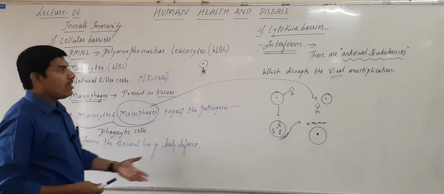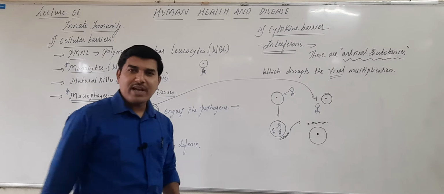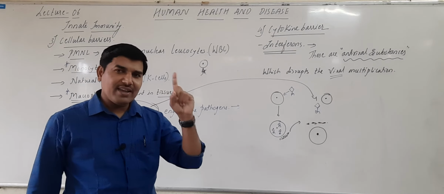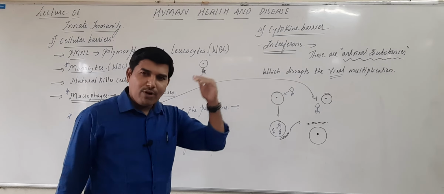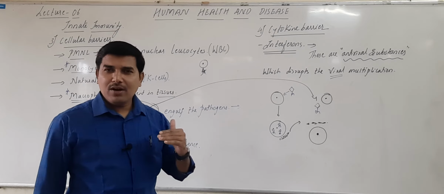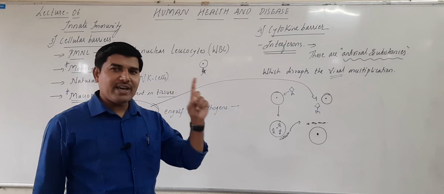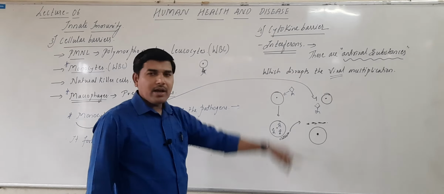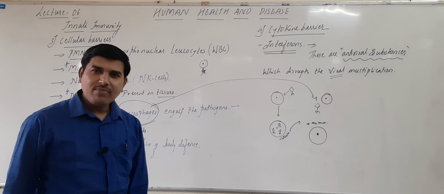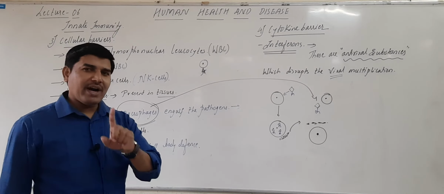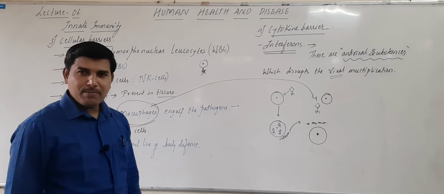So this is how the interferons are produced, and they are produced mainly against a virus. Which among the following substances or cells are produced against a virus? Remember, they are interferons. Okay, and they are produced by virus-infected cells in the body.